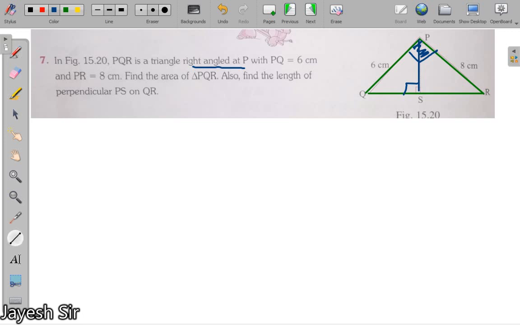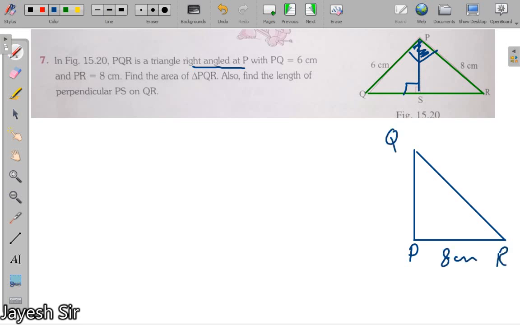Let me redraw the figure for you. This figure can be redrawn like this. Here is point P, here is point Q and point R. PR is 8 centimeter, PQ is 6 centimeter. This is a right angle. Find the area of triangle PQR. First question is quite easy. We have to determine the area of triangle PQR.